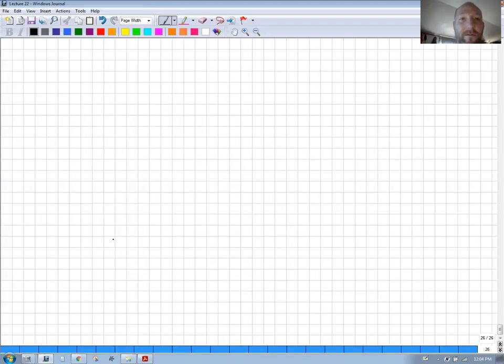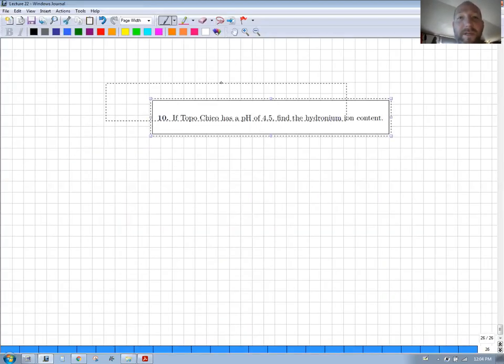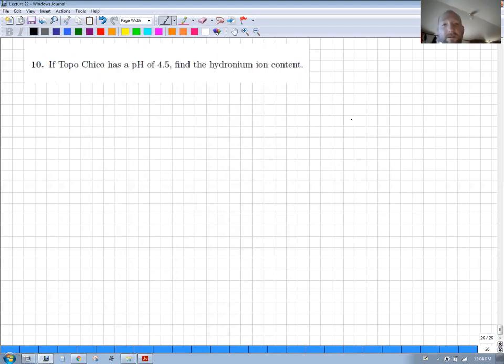All right, so now we need the formula for the pH. I forget what the hydronium ion content formula is. Let's see. So here was our formula: pH equals negative log of H plus. Okay, so that was our formula.